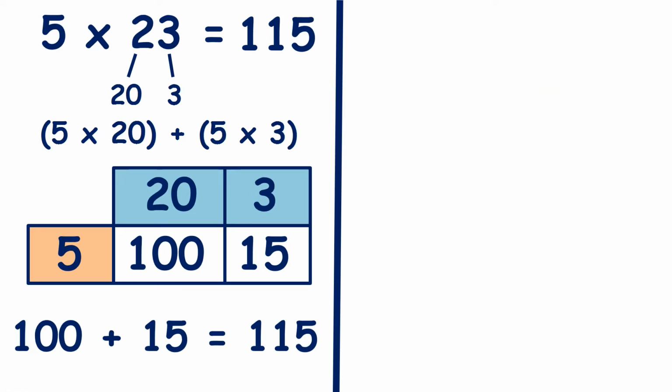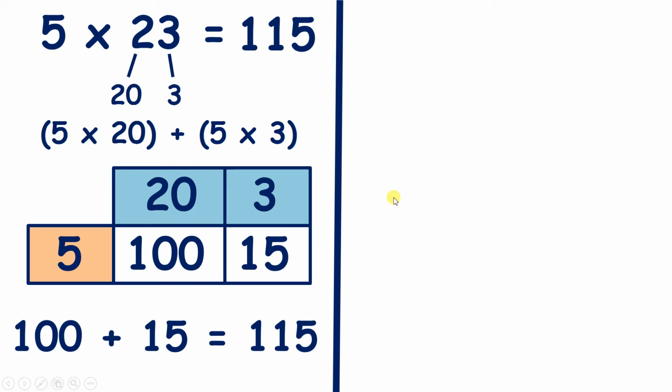Now we have 5 times 23. So we know that we can partition 23 into 20 and 3, and then multiply 5 by 20 and 3, and then add up our answers.